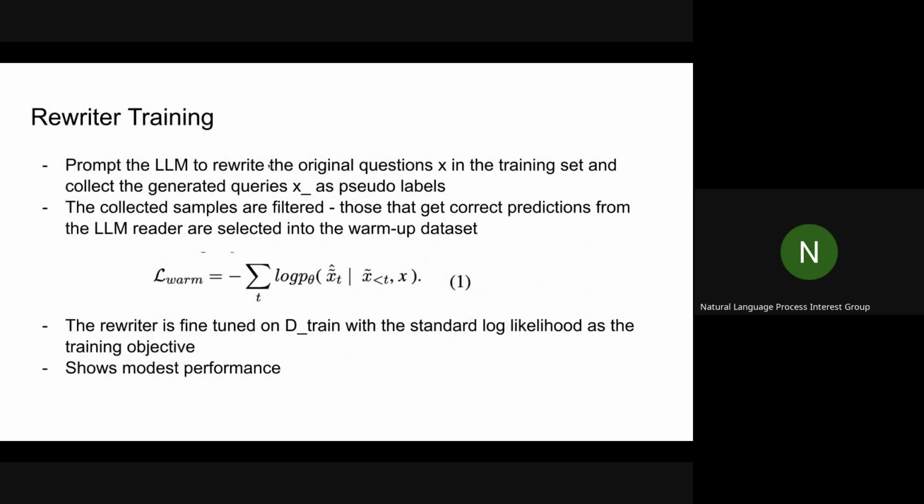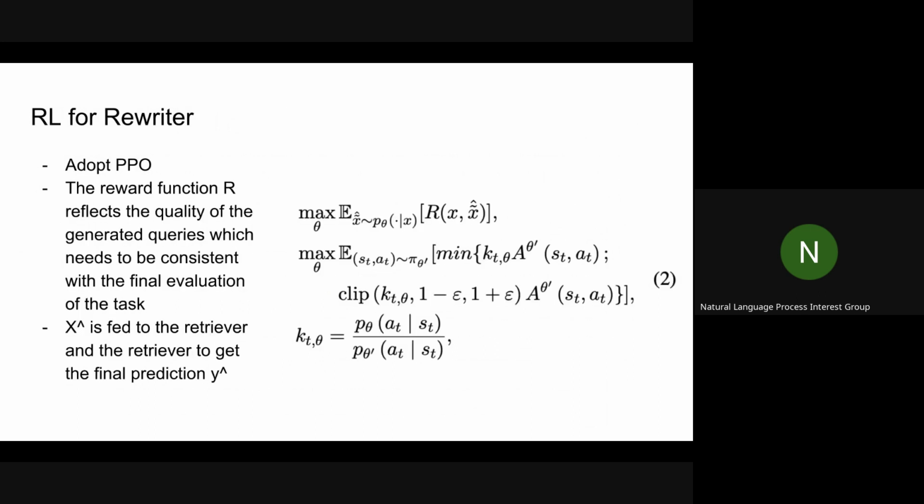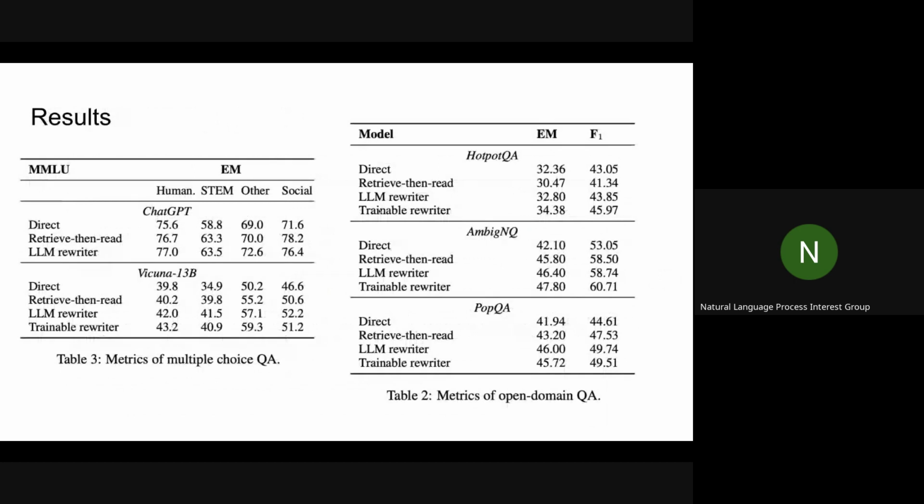They prompt the LLM to just come up with these generated queries and use those as pseudo labels. And then they filter those. They say which ones work, which ones don't. Those that get correct predictions from the LLM reader are selected into the warm-up data set. Essentially it's saying these are good rewrites that generated a good response. Then the rewriter is fine-tuned on this filtered data set, trained with the standard log likelihood as the training objective. They do this to warm up before they do PPO on it. So I think that's the difference between the LLM rewriter and the trainable rewriter.